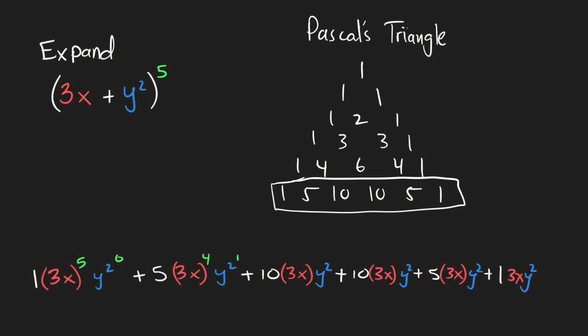And then the exponents on the x components are going from 5 to 4 to 3 to 2 to 1 to 0. And the y component of each term is increasing. 0, 1, 2, 3, 4, 5. And now we clean things up.